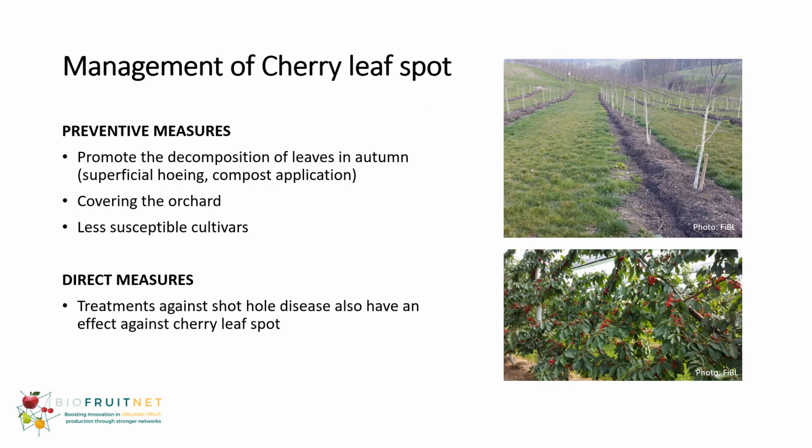Manage this disease by promoting the decomposition of leaves in autumn through superficial hoeing and/or compost application, as the fungus survives the winter in fallen leaves. Covering the orchard or planting less susceptible cultivars are additional preventative measures against cherry leaf spot. Regarding direct measures, treatments against shot hole disease also have an effect against cherry leaf spot.